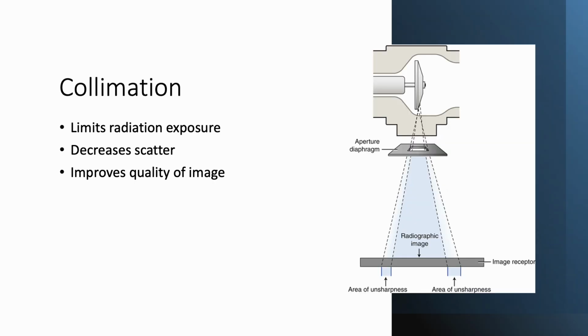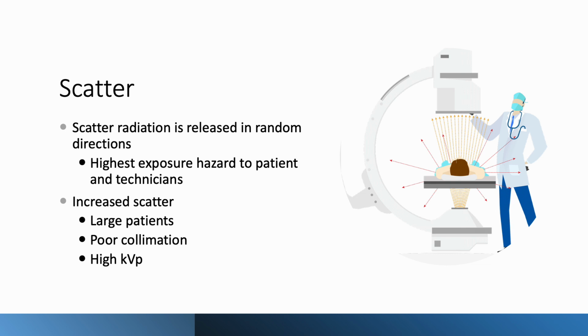We also can collimate the x-rays that are leaving, and this will limit radiation exposure, decrease scatter, and improve the quality of our image. So we're always trying to collimate as tight as possible so that we're including the structures of interest, but we want to minimize how much extra area is in the primary beam.